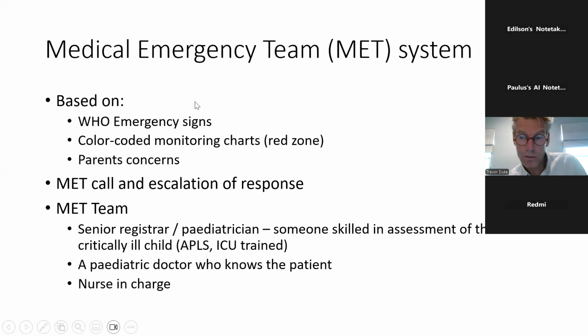So many hospitals around the world have introduced something like a MET system. It doesn't have to be a big team of people. It might only be an alert that's made by a resident or a registrar or by a nurse, and they call someone else who has more skills, I would say, in the assessment and management of critical illness. And it doesn't have to be a big team.